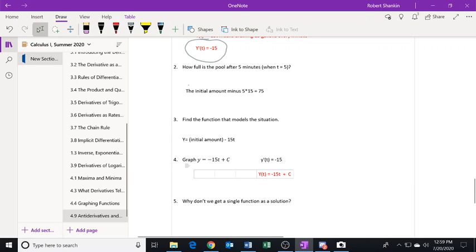All right. Then it asks us to graph y equals negative 15 plus c. Well, how can you graph a function when you don't know what the c is? The c could be anything. It's some initial amount. We could still be asked to graph it though.